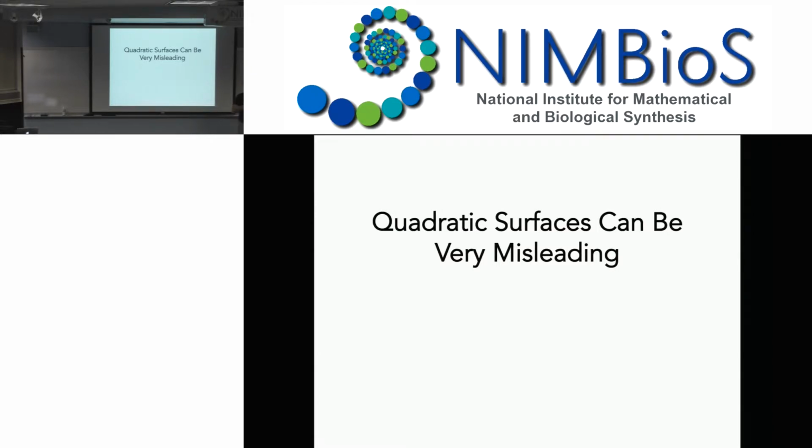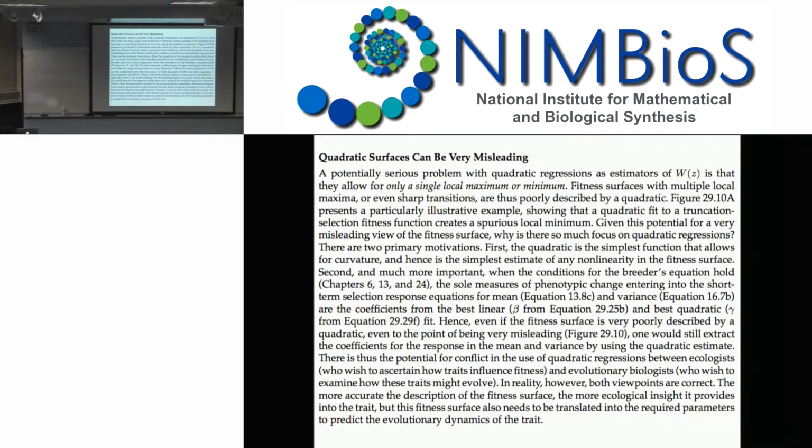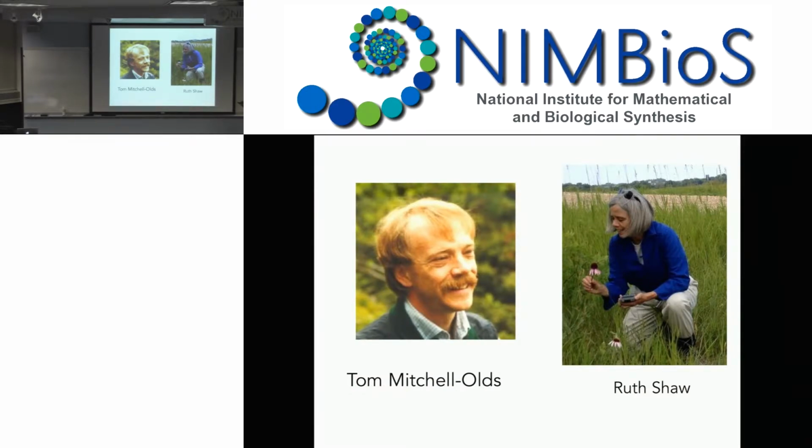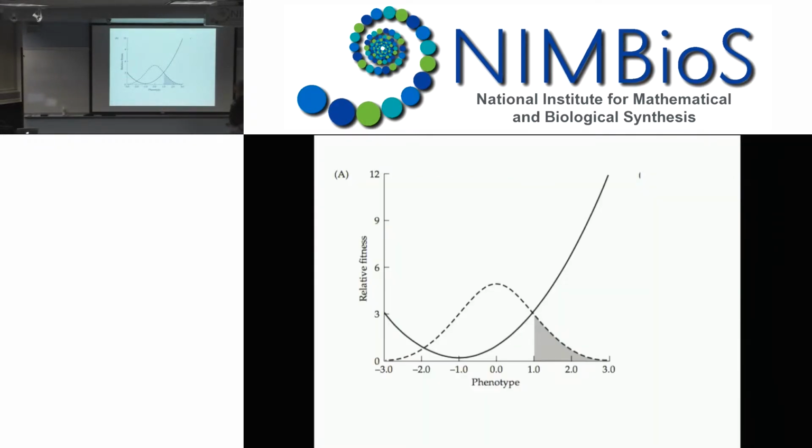If I look at a small enough window of the individual fitness space, that might not be a big deal. If my data span a larger amount of the individual fitness space, I may have multiple peaks, and we'll see examples of that next time. So this basically says just what I said there. Tom Mitchell-Olds, and again Ruth here, had a couple of very influential papers where they talked about the problems with fitting a quadratic regression to data.